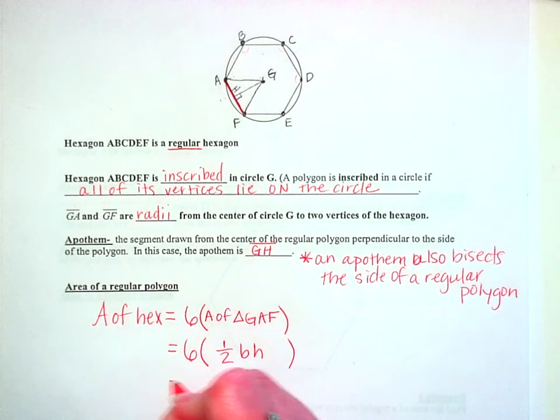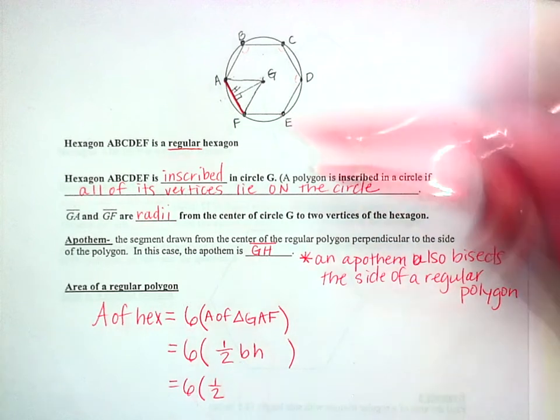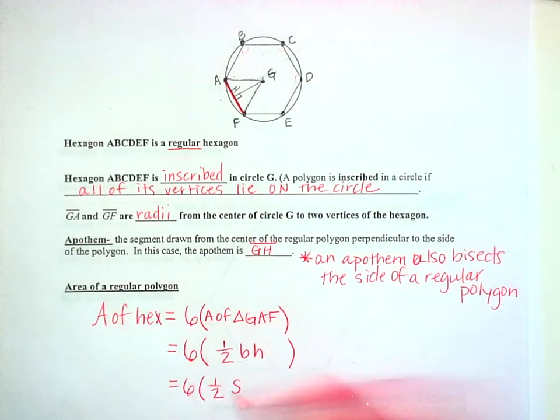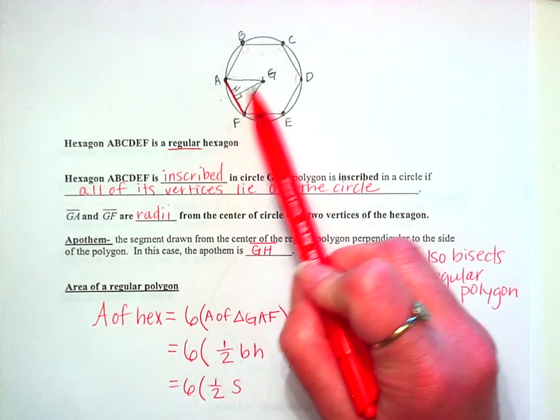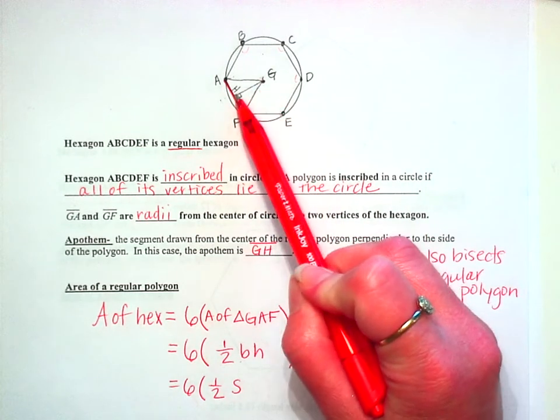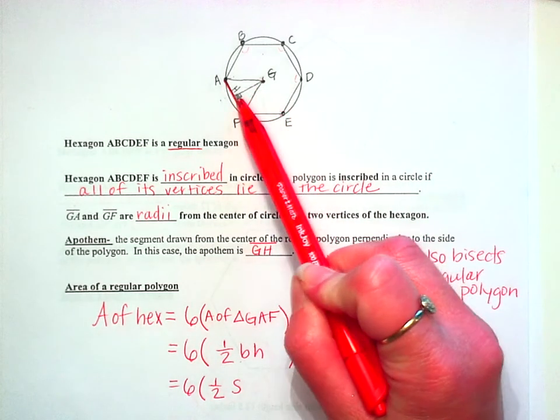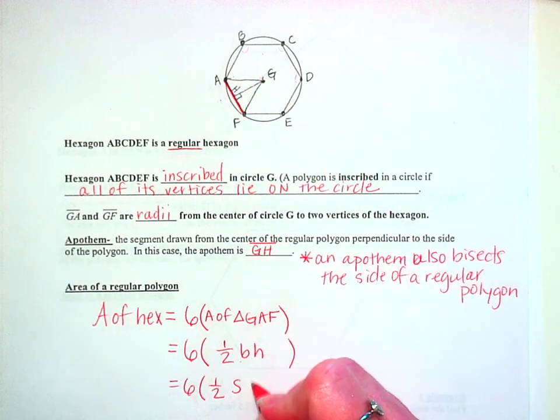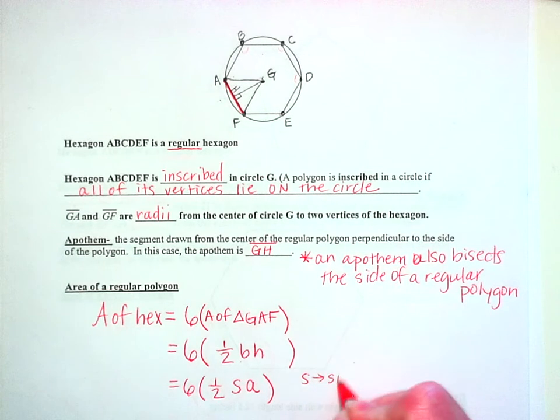So what we're going to do is, instead of using B for base of the triangle, we're going to use S for side of the hexagon. And then the height of the triangle is not the height of the hexagon. The height of the triangle is the apothem of the hexagon. So instead of height, we're going to say A for apothem. So S is for side, A is for apothem.